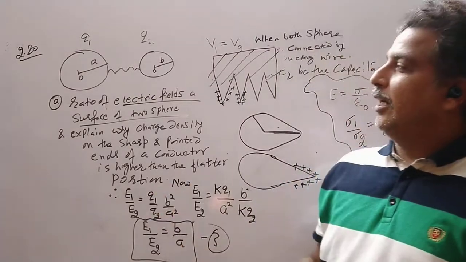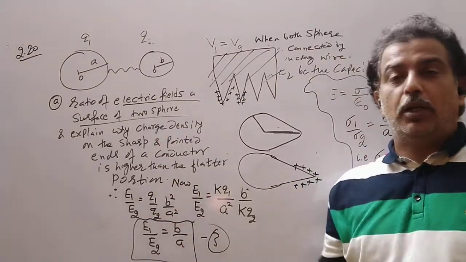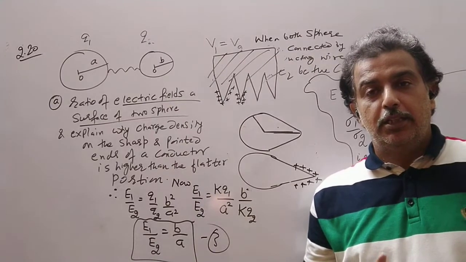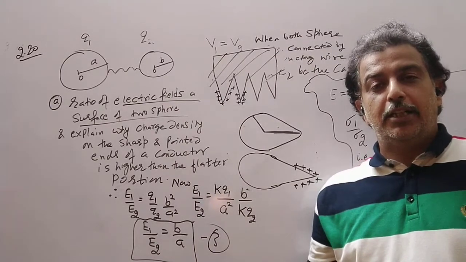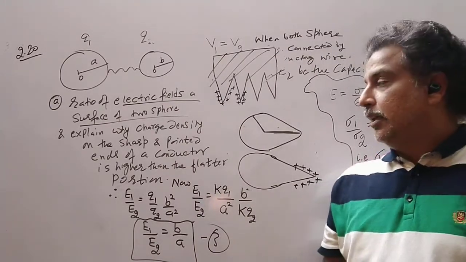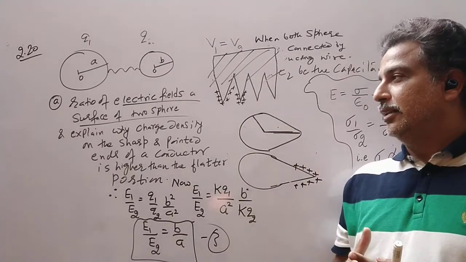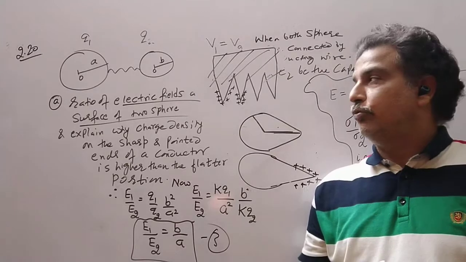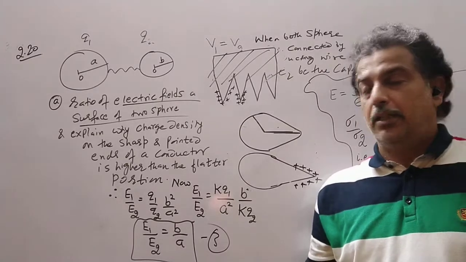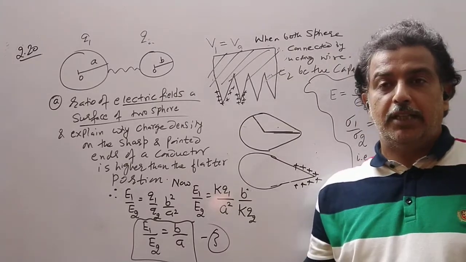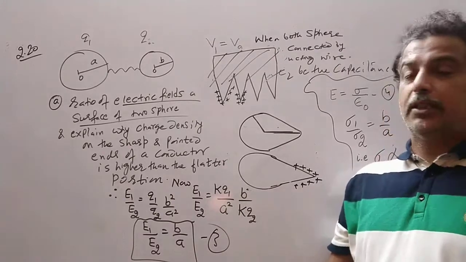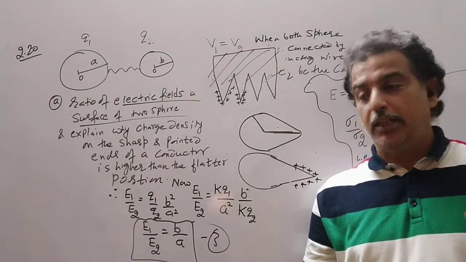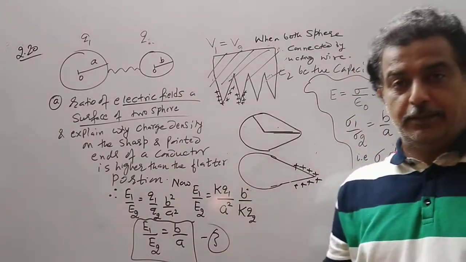So we will also see how an individual sphere will be considered as a capacitor. Here we assume it, and we have derived the relation when the two spheres are connected with the help of a conducting wire. We assume that both the spheres are individually a capacitor.